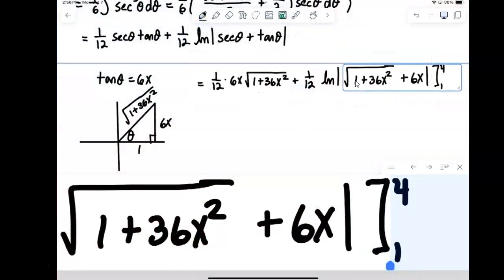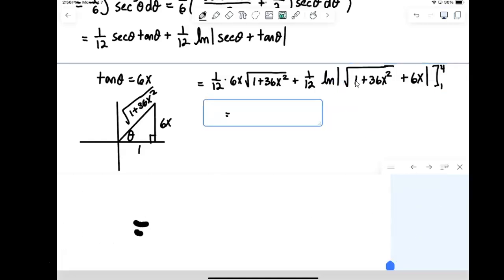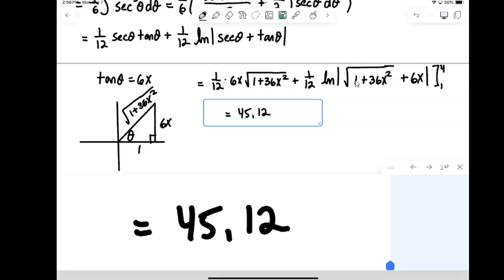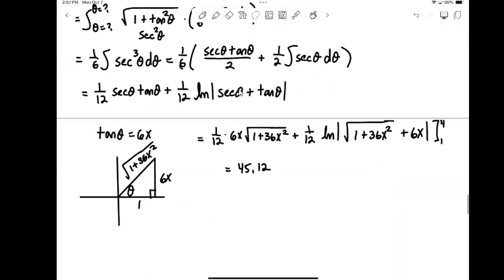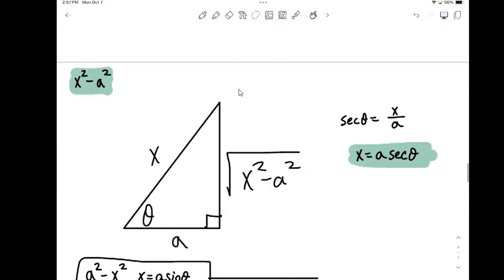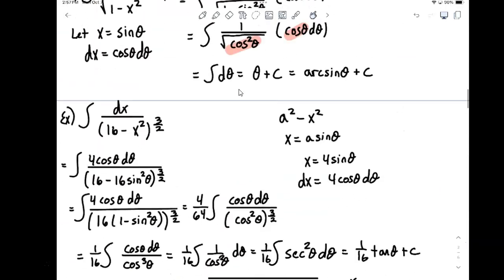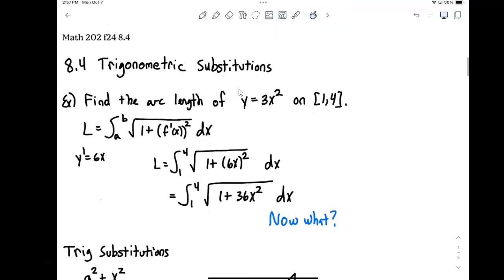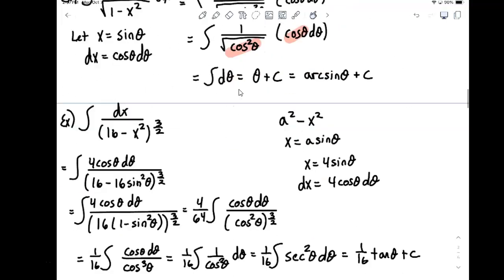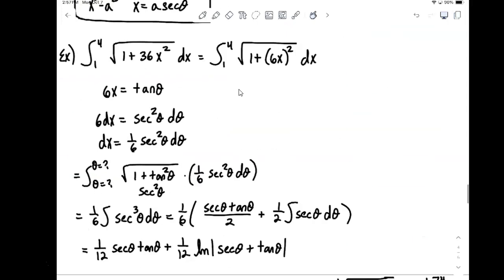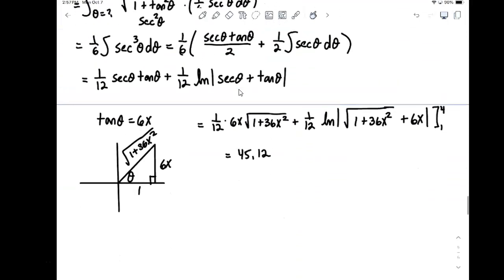45.12. So that is the arc length of my original function. It's 45.12 units. Okay, which should be the arc length of that original function, which I believe was 3x squared, between 1 and 4. I found the arc length to be 45.12 units.